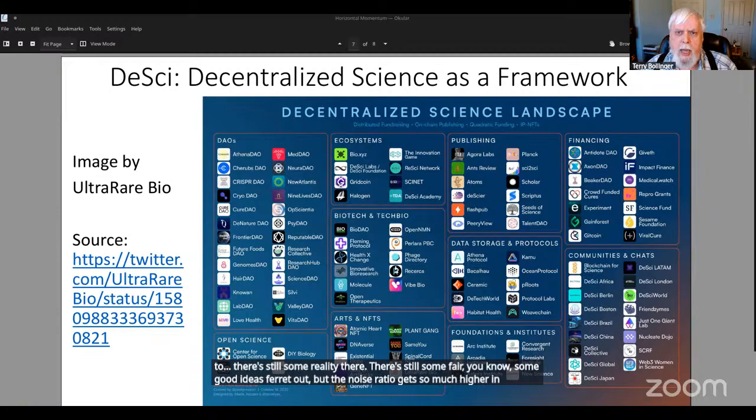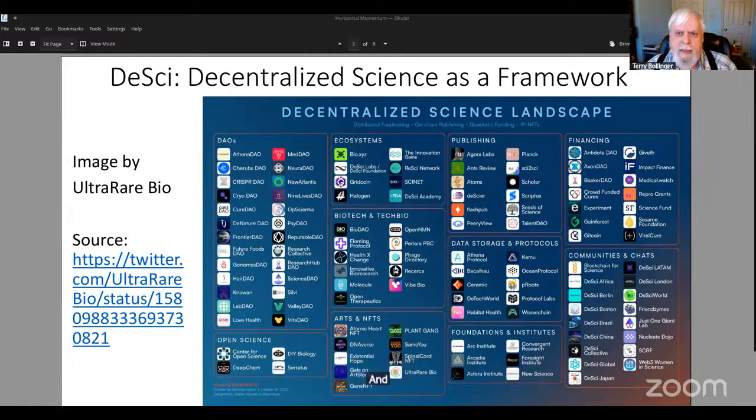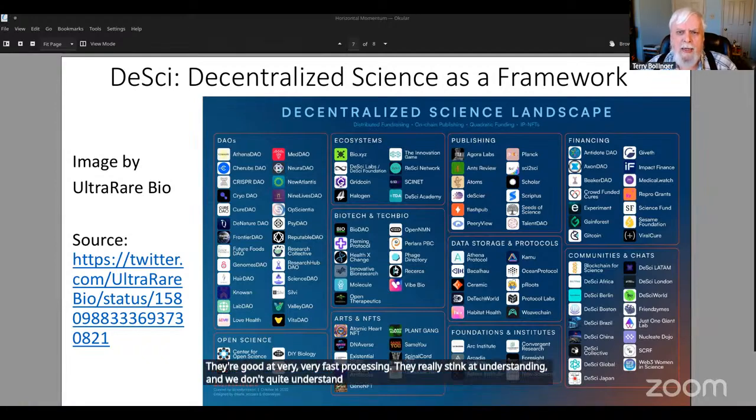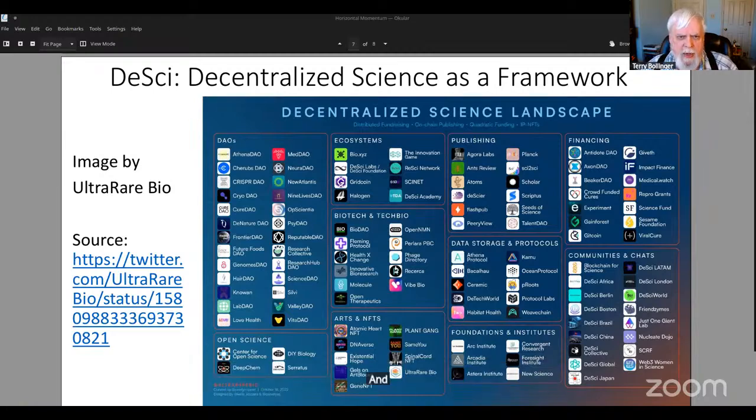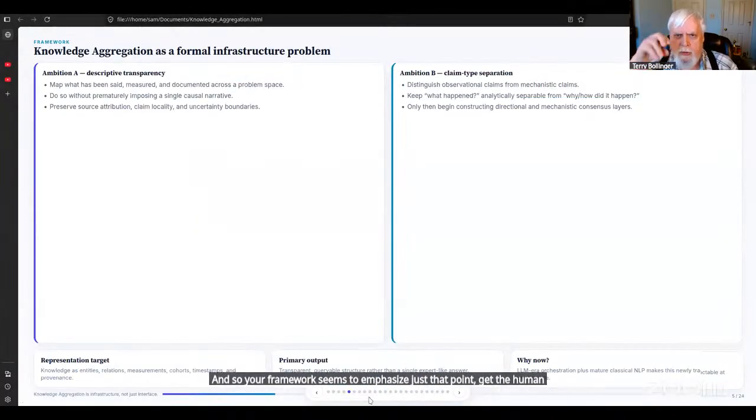And it's interesting. But I've always liked the idea of computers are good at memory. They're good at search. They're good at storage. They're good at very, very fast processing. They really stink at understanding, and we don't quite understand why they stink so badly at understanding, but they certainly do. And so your framework seems to emphasize just that point: get the human in at the right spot.